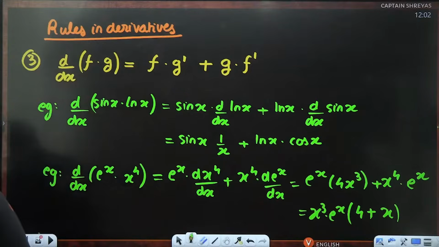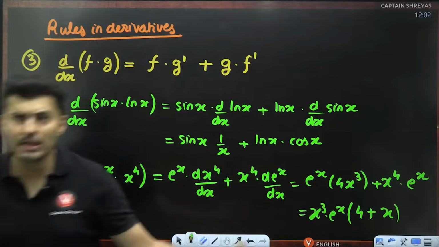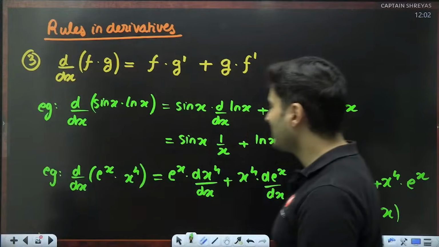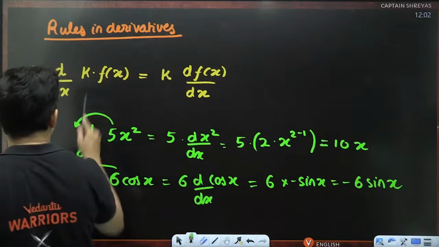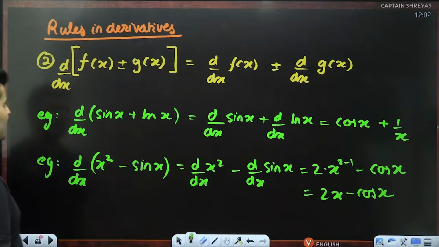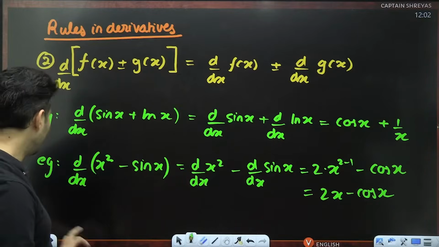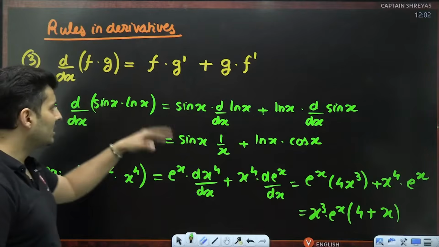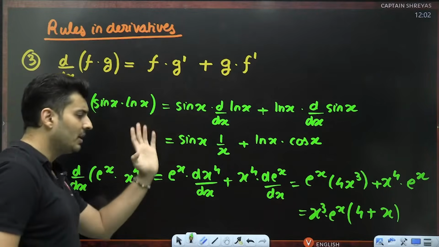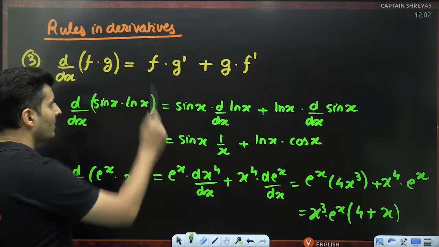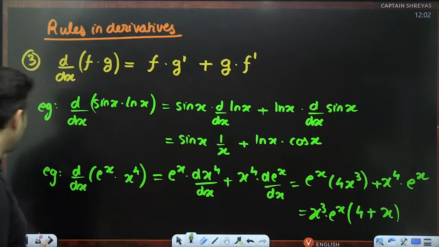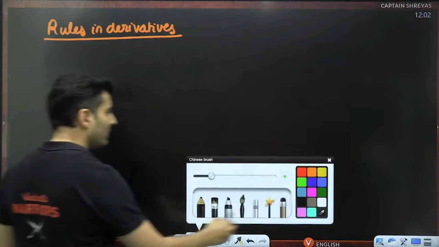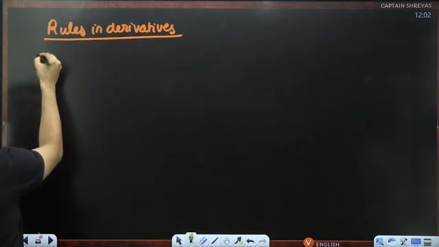Everyone clear about this? Clear about this concept? How to use product rule? Okay, we have seen, if there is a constant, bring that constant outside. Addition, subtraction, separately you do the addition, subtraction. Multiplication, first function, second derivative, second function, first derivative. As simple as that. Now comes the next rule, which is the quotient rule or the division rule.